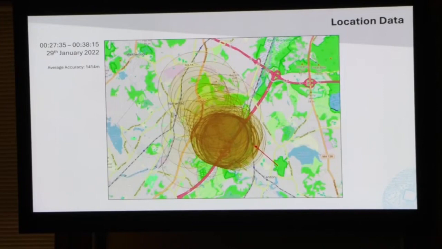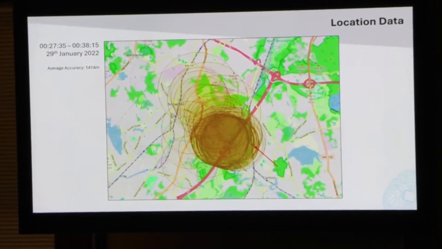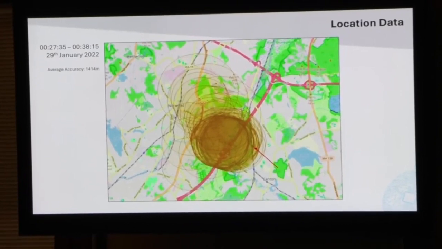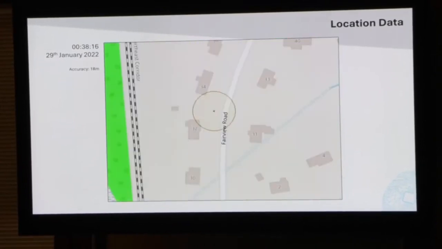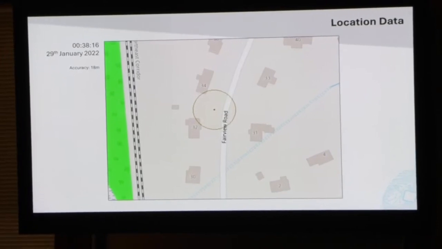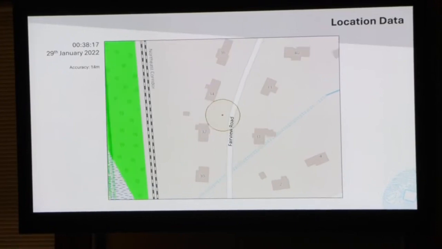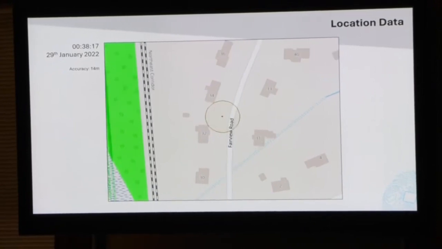I've highlighted with the red arrow where the 34 Fairview Rd is. And we can see, although a lot of this location data does overlap with that point, there is location information here that doesn't. At 38 minutes and 16 seconds, the accuracy improves again. It is now 18 meters accurate, but continues to show approximately the same location that we saw 10 or 15 minutes earlier, around the flagpole area.